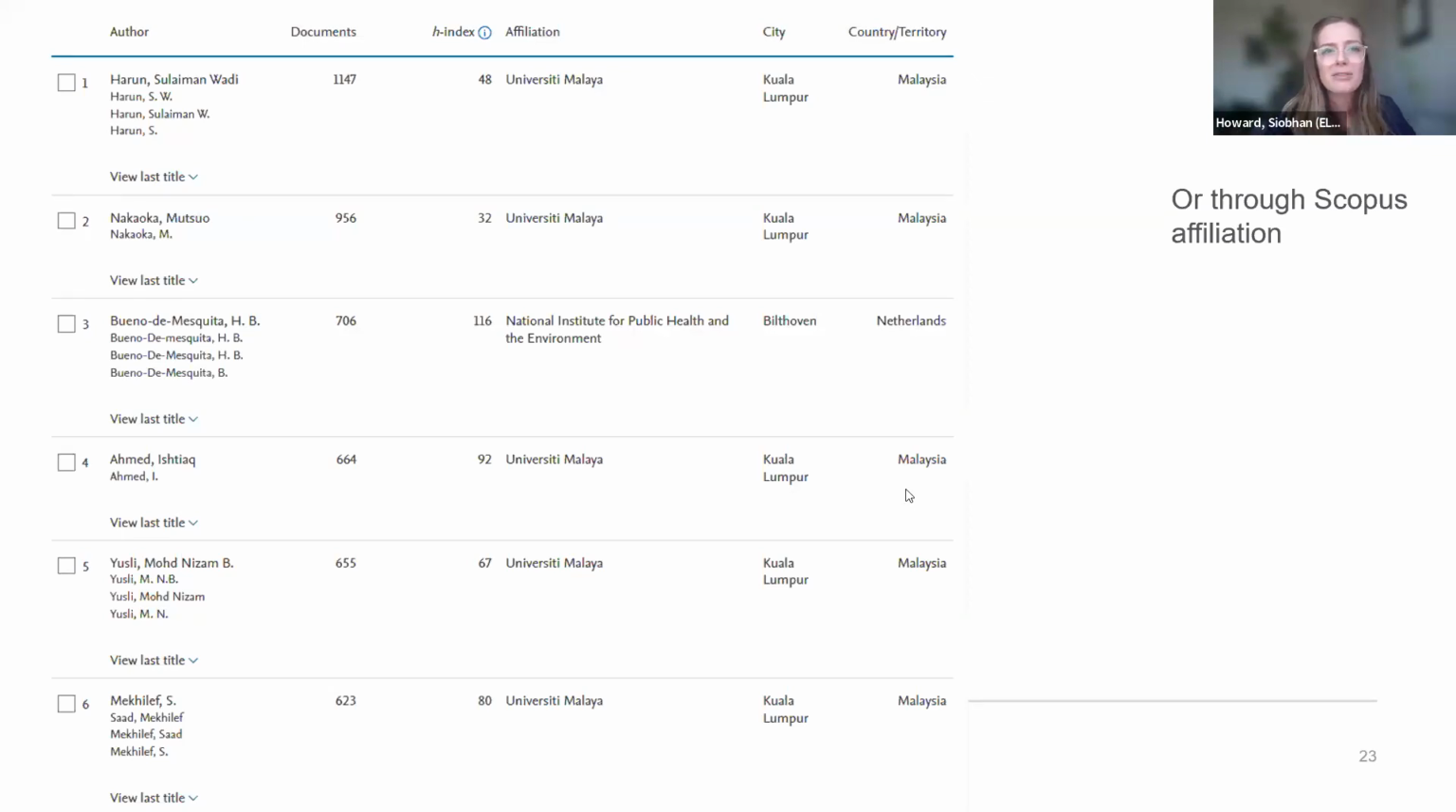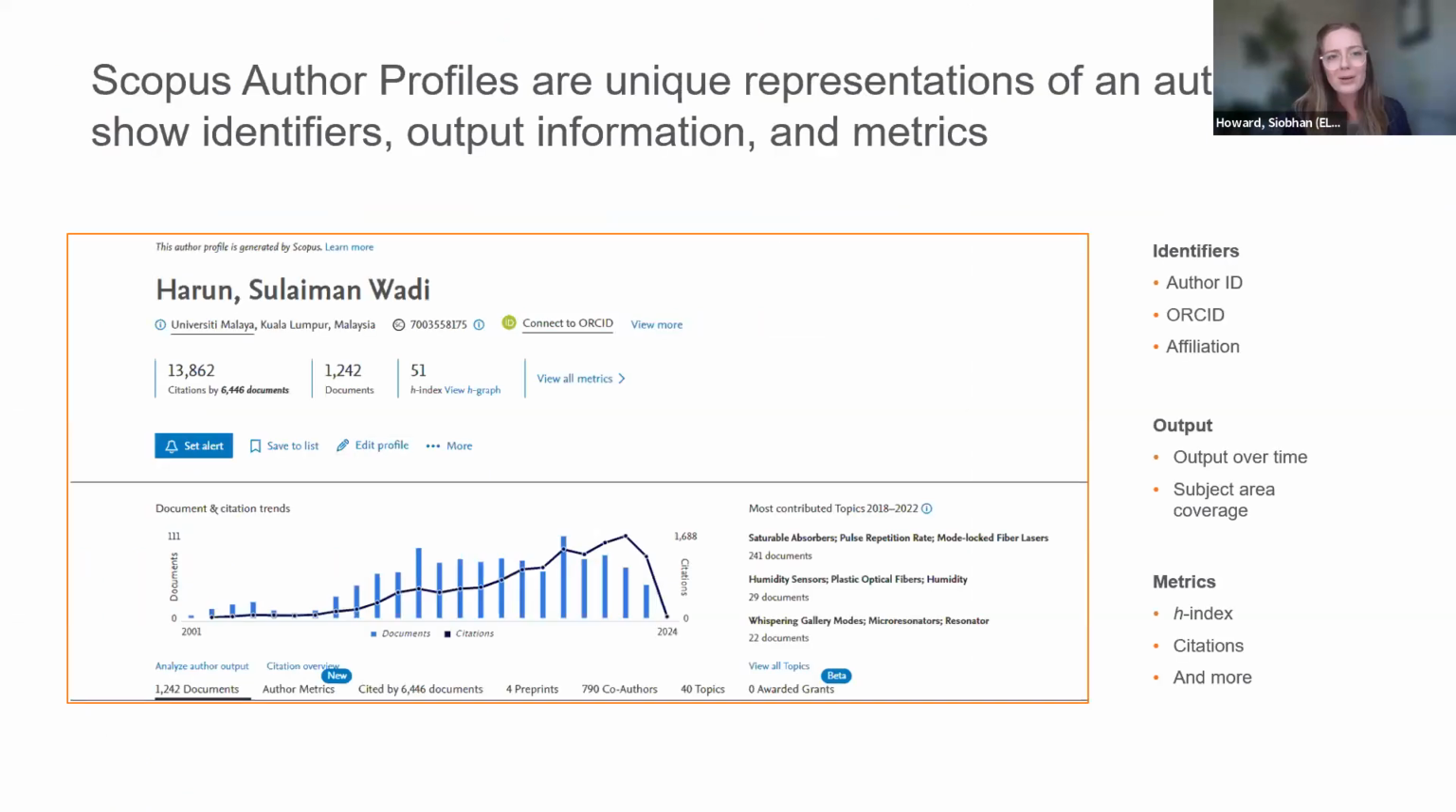But as you can see, at a very high level, we're able to start getting an idea of their document count, their H index, their affiliation, as well as city and territory, all of which we can expand a little bit further by actually clicking into any one of these search results, which is then going to directly bring us into their author profile. So now on screen, we're getting an idea of what the Scopus author profile looks like and what information it houses, just in the quick capture picture up above, at a very high level.